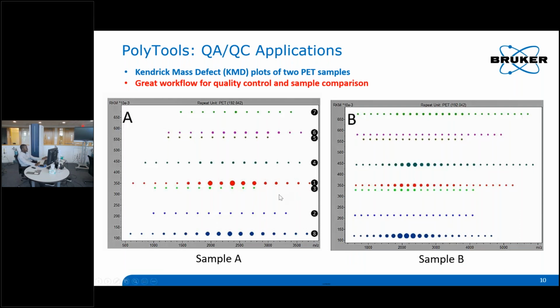Another really nice application for PolyTools is for QA/QC experiments. So this is when you are trying to basically compare 2 samples, for example, 2 samples from 2 different vendors, or the same sample but over a long period of time where you expect it to experience some degradation over time, and you want to compare the before and after. This particular experiment was done on 2 PET samples from 2 water bottles.